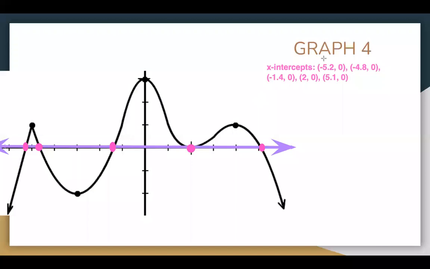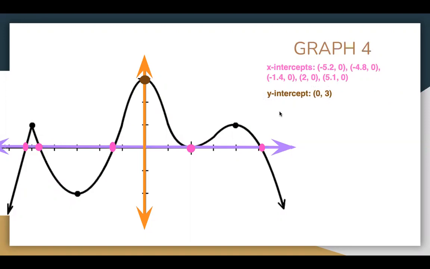Now for our y-intercepts. We have to go through this line now. Our graph only crosses that one time up here, and that is at 3. So our y-intercept is 0,3.